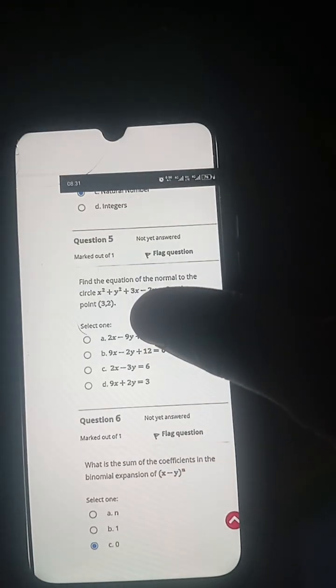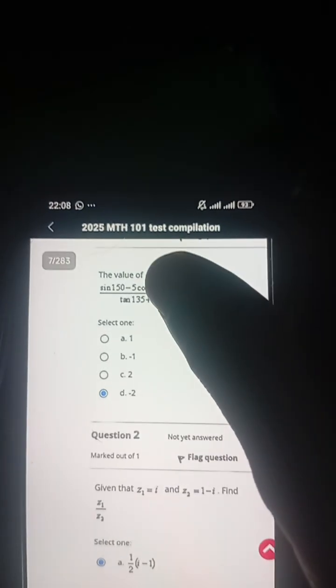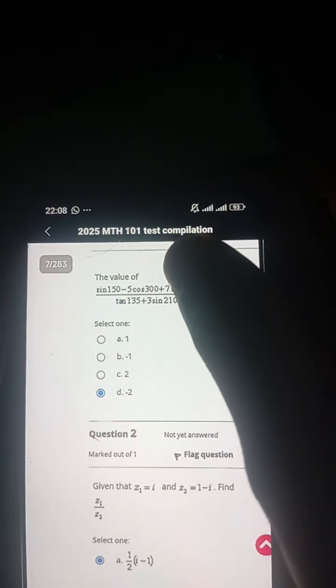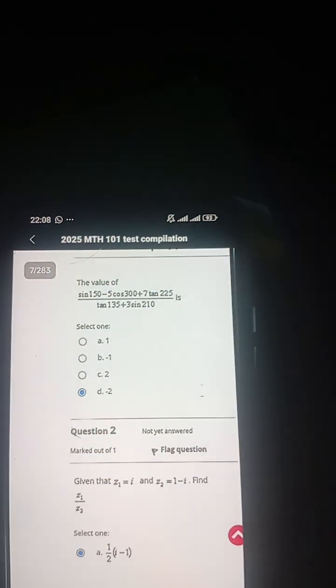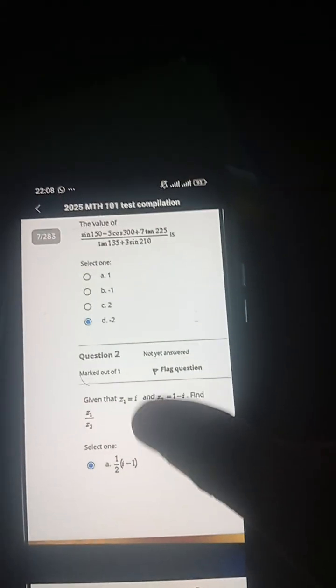See, the calculator is working for most of it. So this one is just like what we have learned earlier. Sine 150 minus... So you do this on your own. This one is trigonometry, all you need to do is to put it on your calculator. Make sure that your calculator is in degree mode before you do it. So look at this next one.